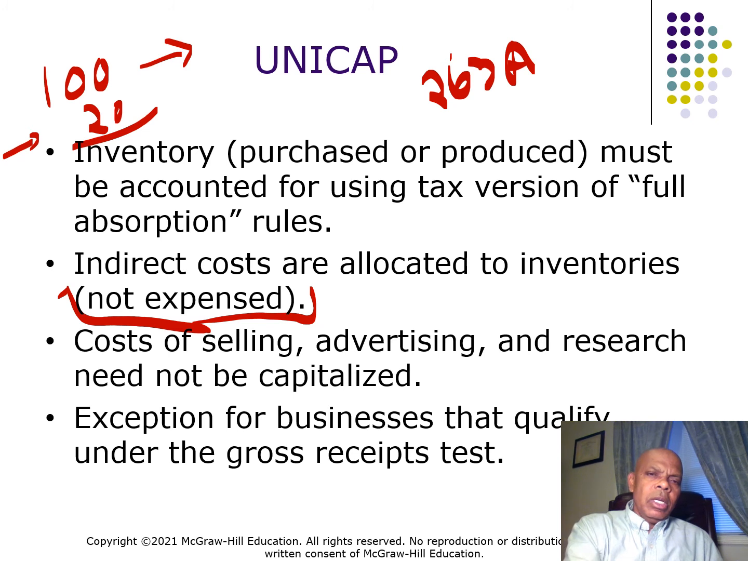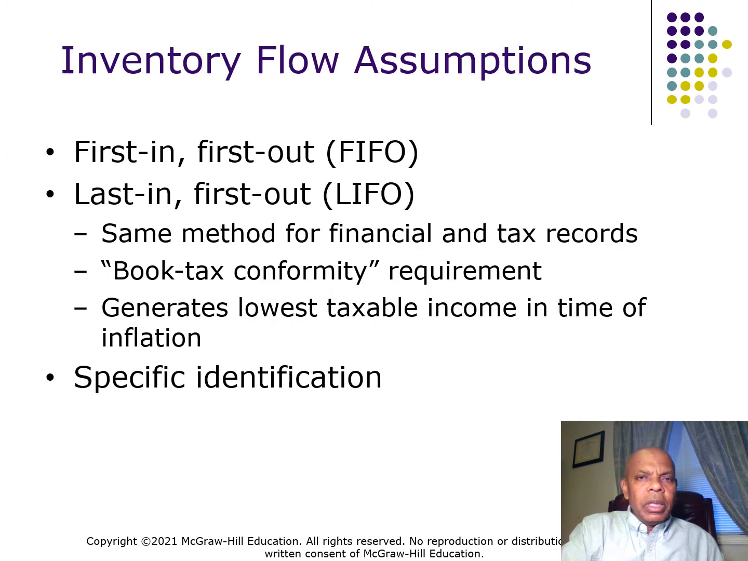Those things you can expense. That's fine, but it's not the direct manufacturing type of cost. Cost of selling, advertising, and research is not a manufacturing type of cost. That's the reason. There is an exception for businesses that qualify under the gross receipts test. If your gross income is less than $26 million for 2020, then you don't have to bother with the UNICAP computations. Okay, we're done with that.